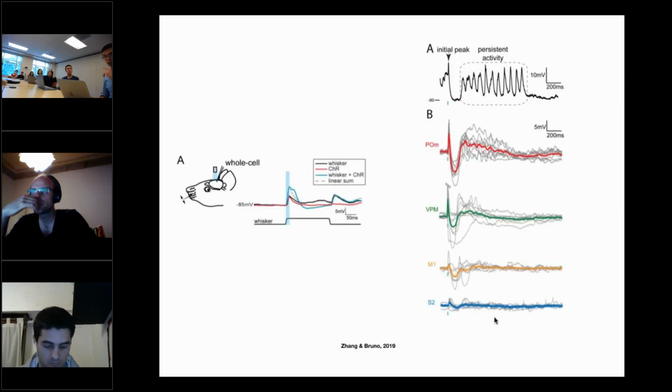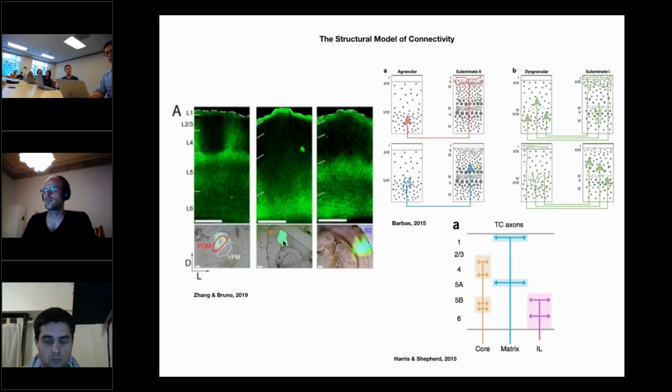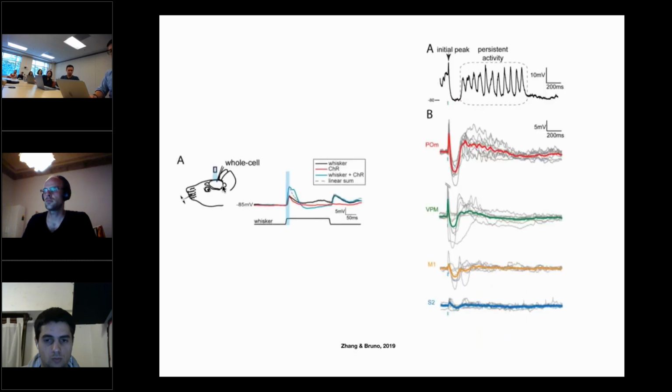So they did something interesting. Now they know how things are connected. So they use optogenetics. What they did was they can activate each one of these axons, whether it's from the thalamus, from M1, or from S2. And then they record a cell or parameters in layer 2 and 3 after they stimulate. And this is an example of this.